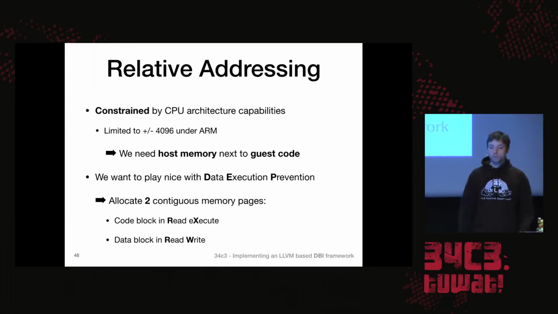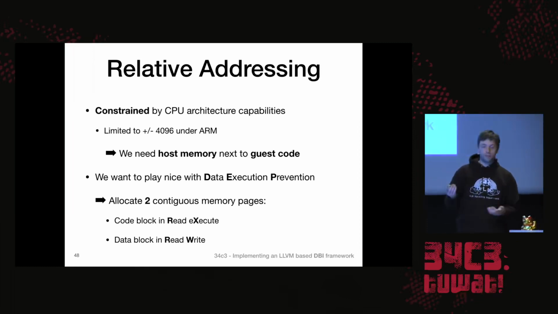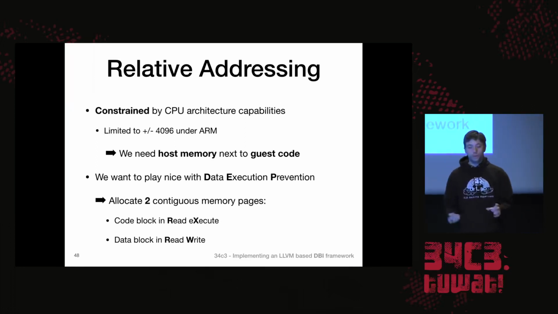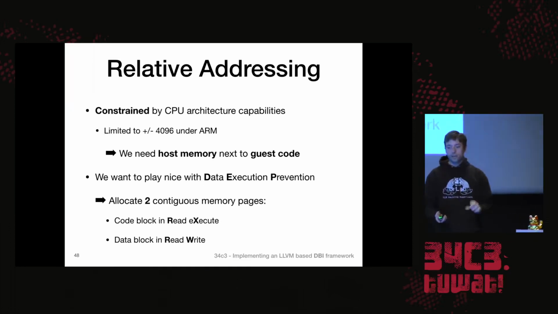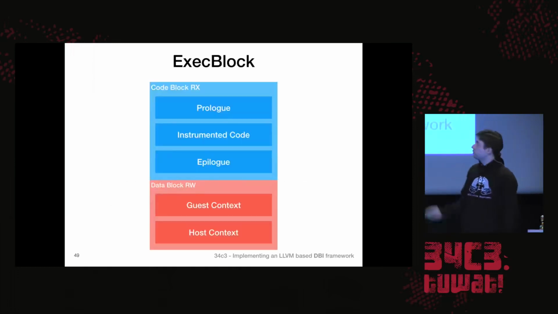The other problem is that we want to play nice with data execution prevention. So we could put data next to the guest code. It's simple because we're generating that code. However, we cannot have a memory page that would be read, write, execute, because on some operating systems this is not allowed. So what we're doing basically is allocating two contiguous memory pages. One of them is read, execute, the other is read, write, and this way we can satisfy all those conditions. So it looks like this.